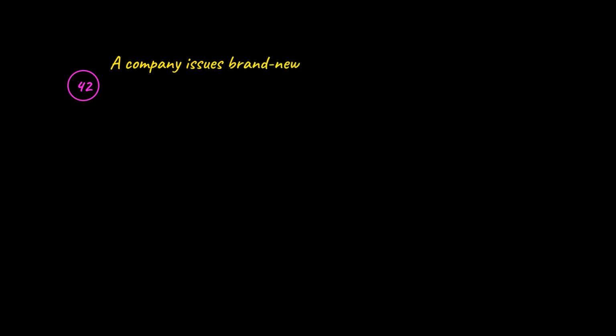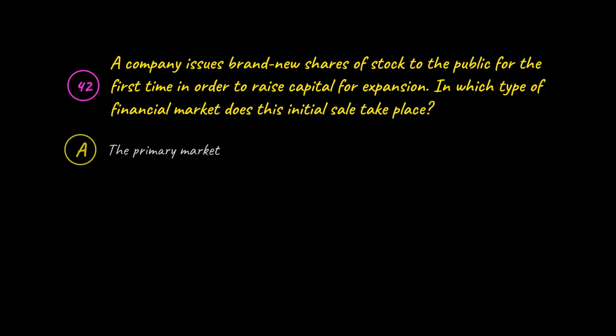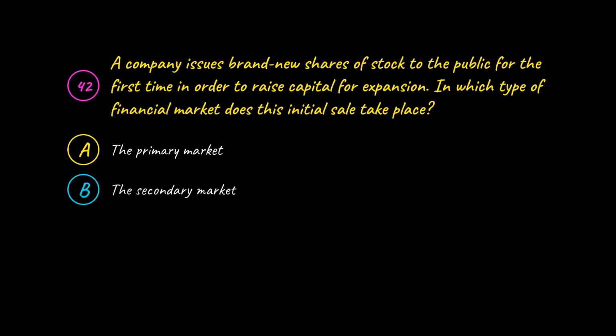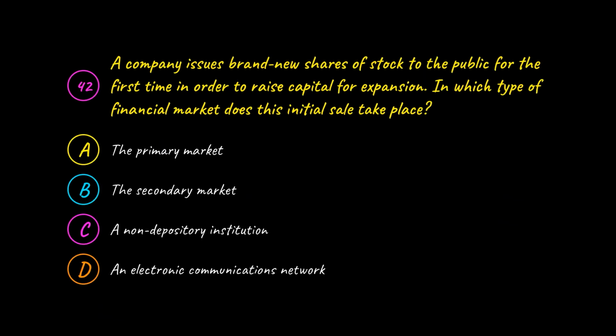Question 42. A company issues brand new shares of stock to the public for the first time in order to raise capital for expansion. In which type of financial market does this initial sale take place? Your options are A, the primary market, B, the secondary market, C. A non-depository institution. D. An electronic communications network. Take a second. Which answer would you pick?